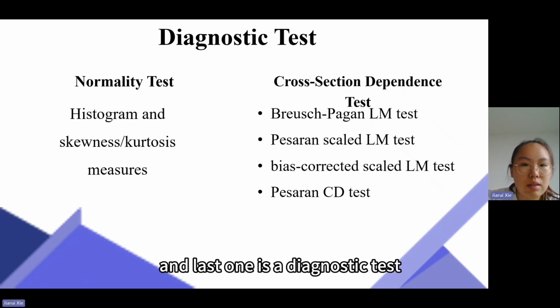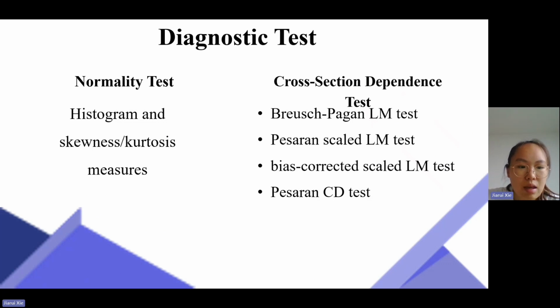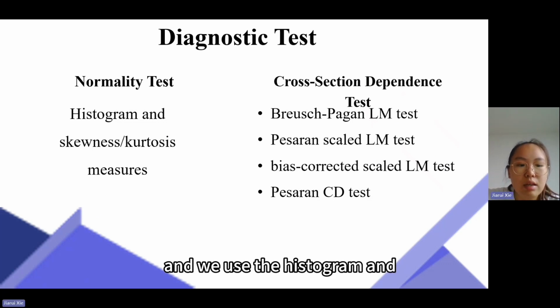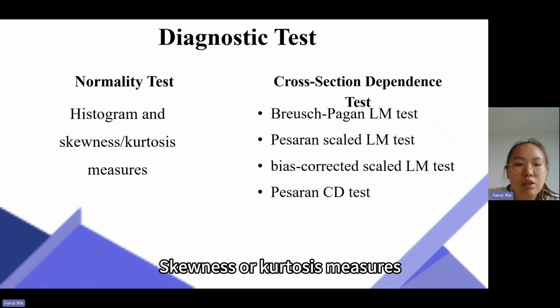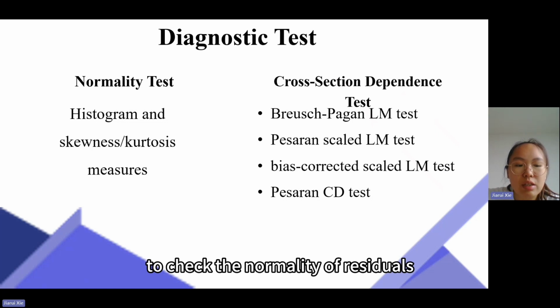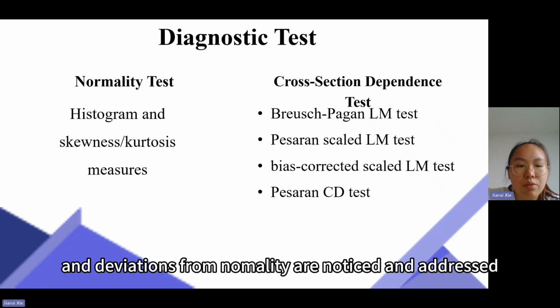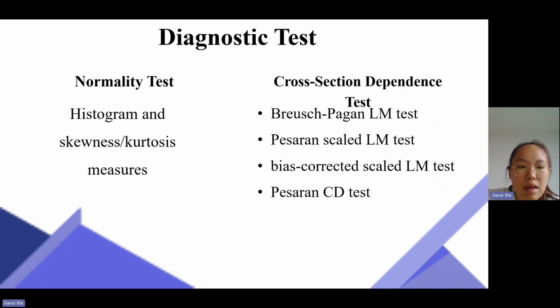And the last one is the diagnostic test. We use the histogram and skewness or kurtosis measures to check the normality of residuals. And deviations from normality are noted and addressed.